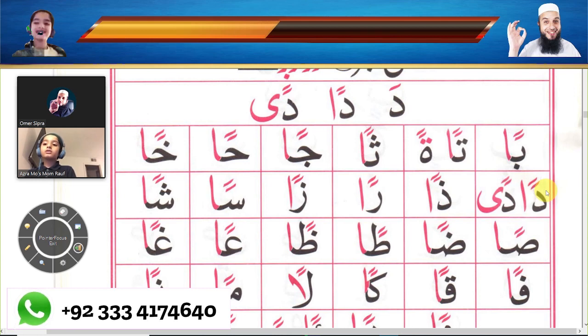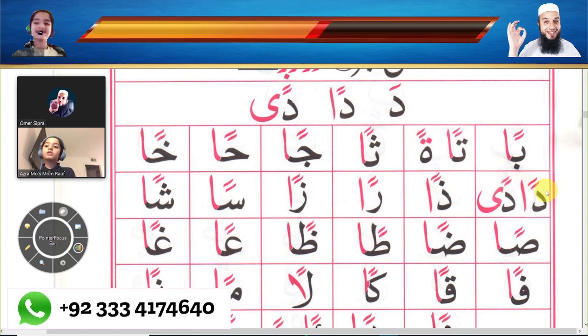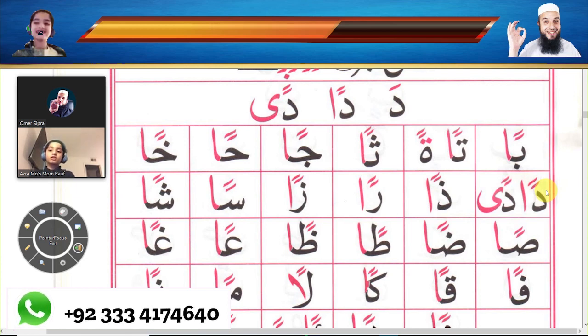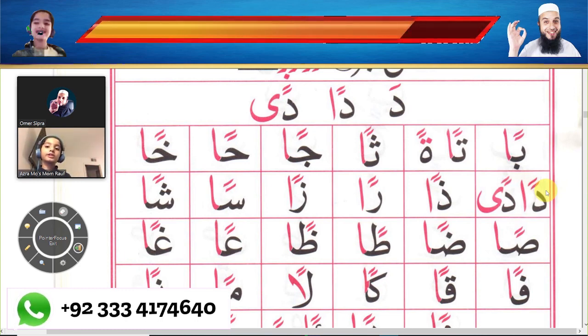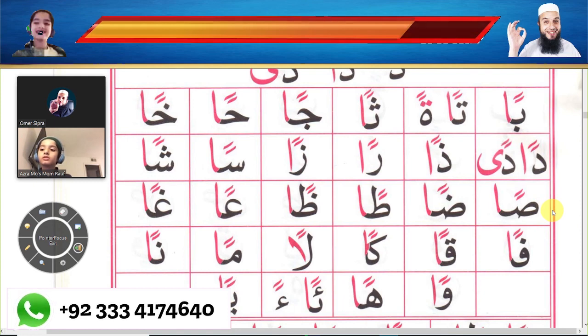I think instead of saying double Zabr, it's easy to say two Zabr. Yeah, dal two Zabr dan. Good job. Next. Ra two Zabr ran. Za two Zabr zan. Sin two Zabr san. Sheen two Zabr shan. Brilliant. Sod two Zabr son. Brilliant.